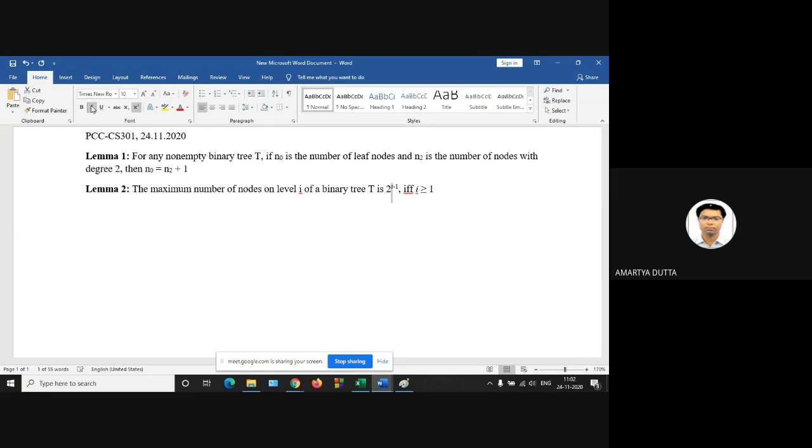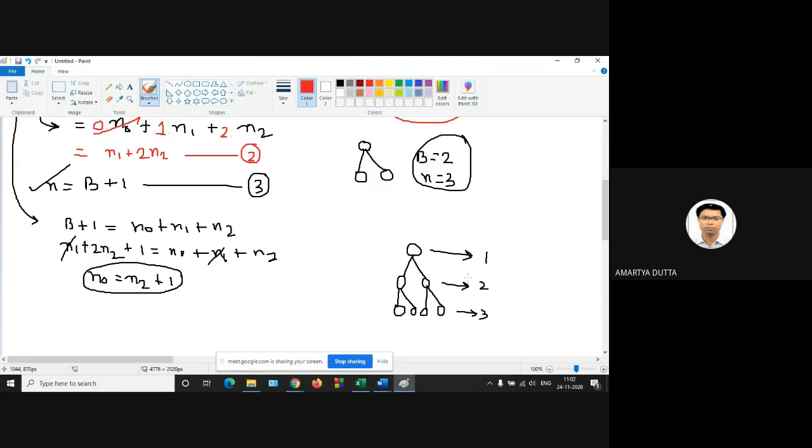So here, at the first level, how many nodes are there? 1. Why 1? 2 to the power I minus 1, so 1 minus 1 at the first level. This is level 1. Here it is given that you have to start from level 1, not 0. So 2 to the power 0, that is 1.